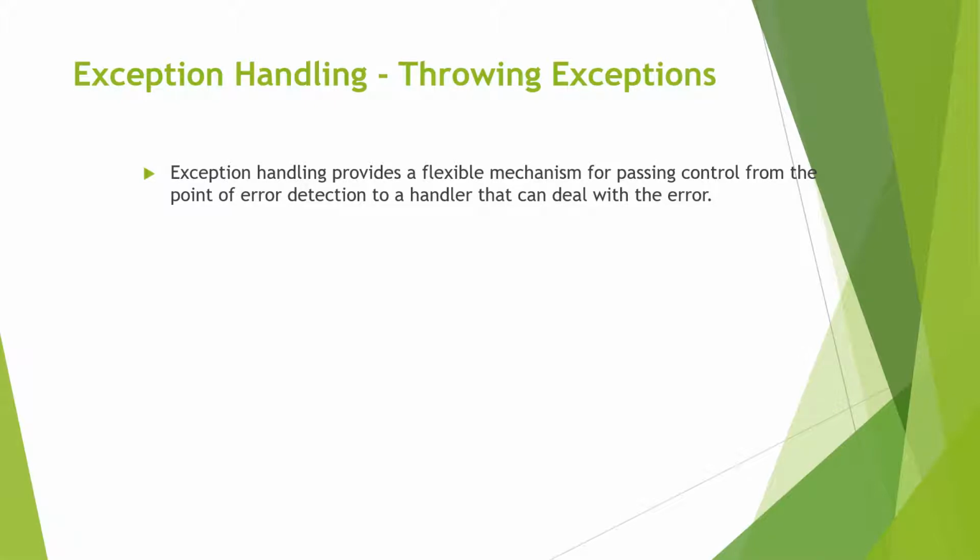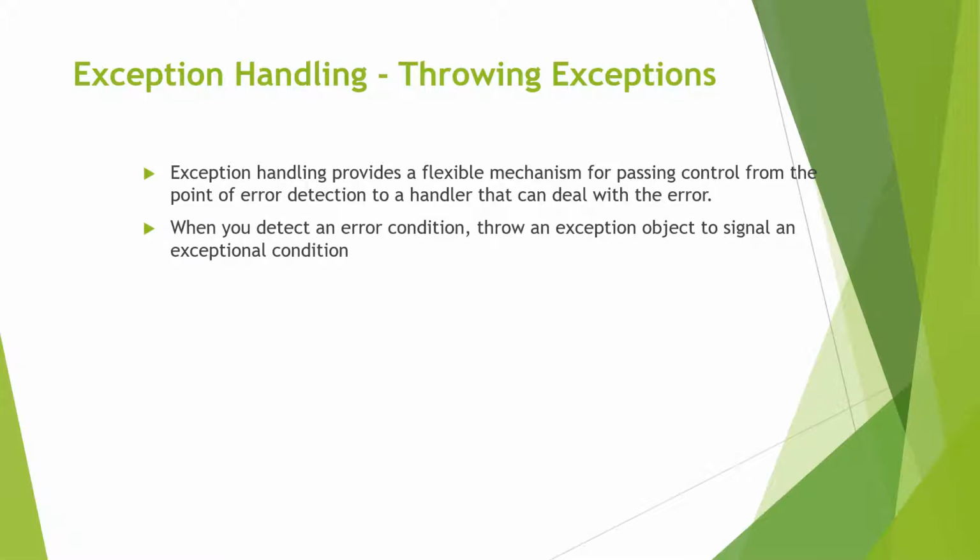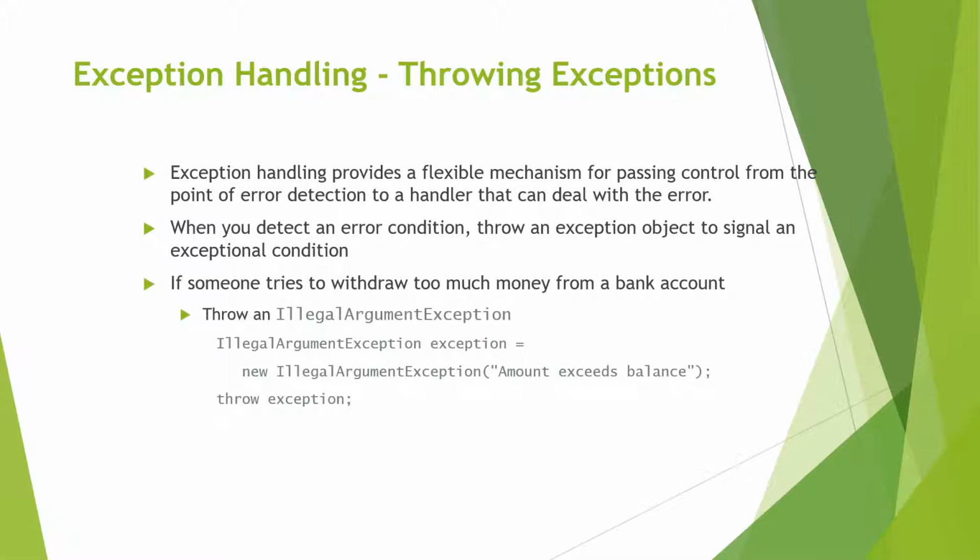Basically, you can think of exception handling as a flexible mechanism for passing control from the point of error detection to a handler that can deal with the error properly. So when you detect an error condition, you throw an exception object to signal an exceptional condition. Exception is basically a class, and you throw an object of that class, and somewhere else in the code that object will be caught by a catch block.